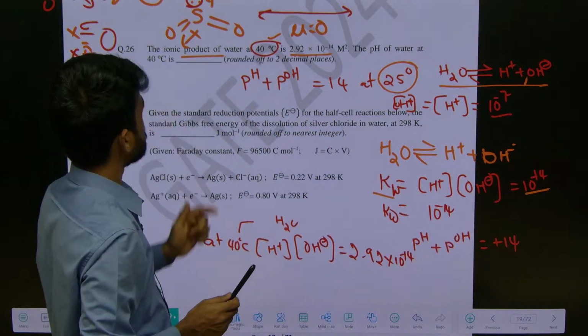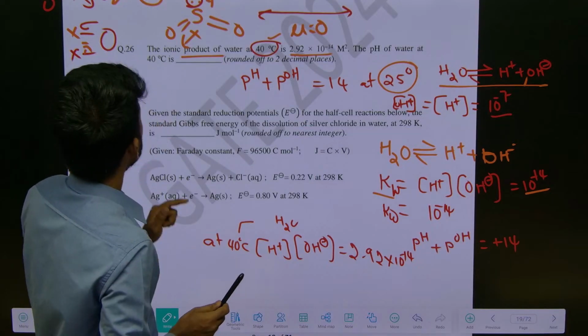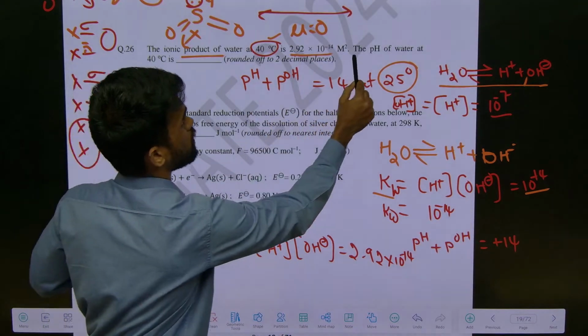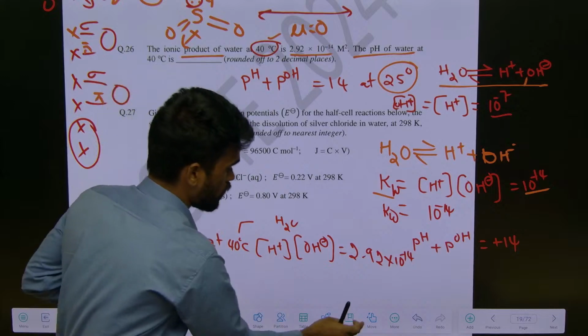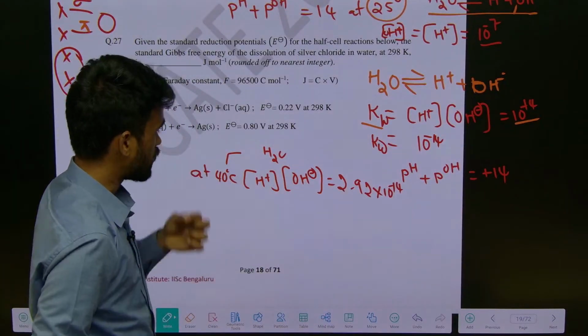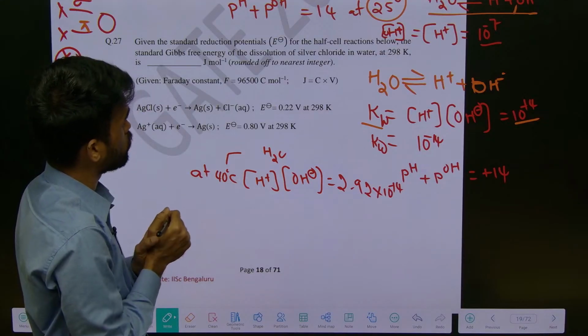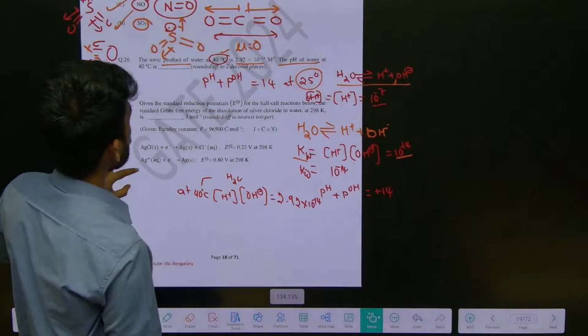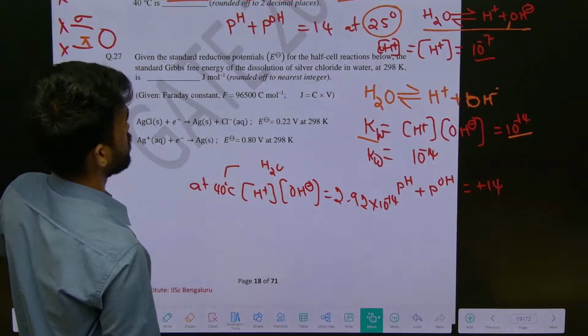Okay, next. Now what I am asking you, ionic product of water, then they are asking the pH of water. So what you can say here, you got this value. So the next thing I am going to do here is the pH of the water. Okay, fine.